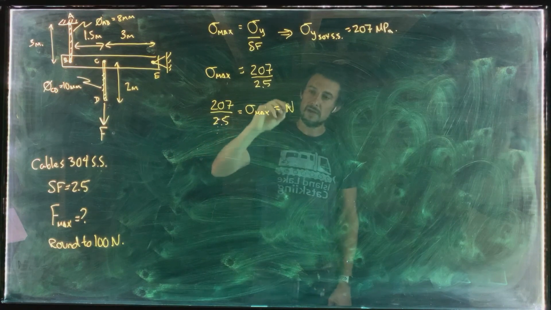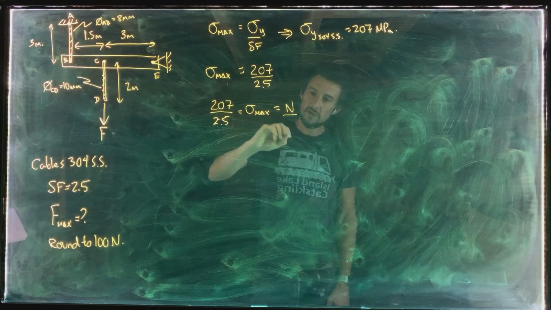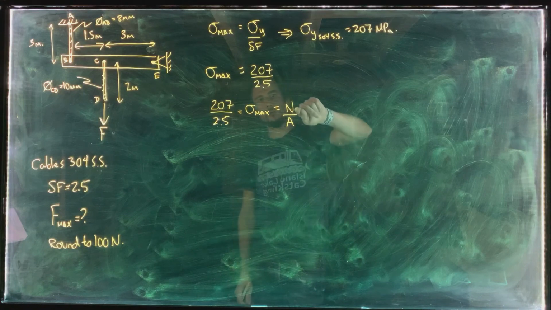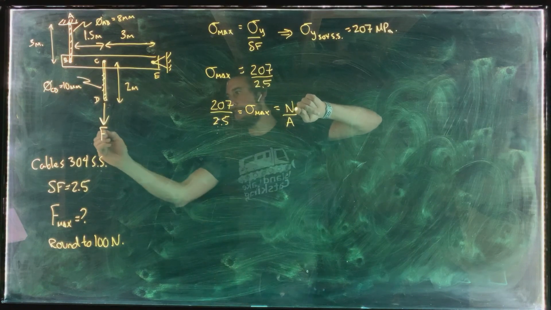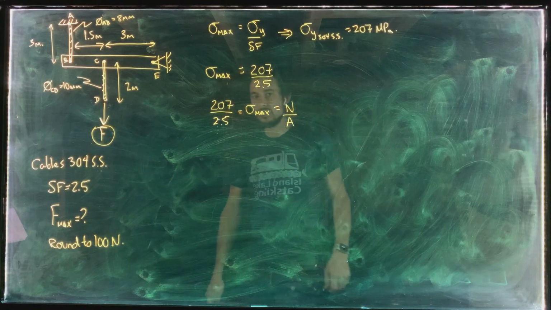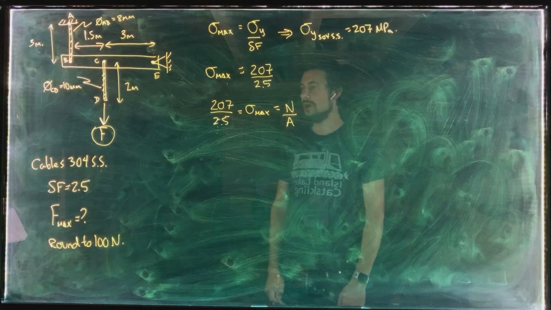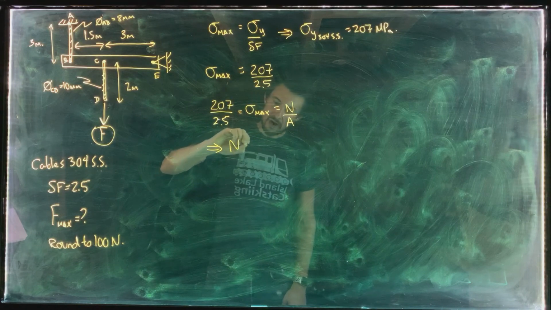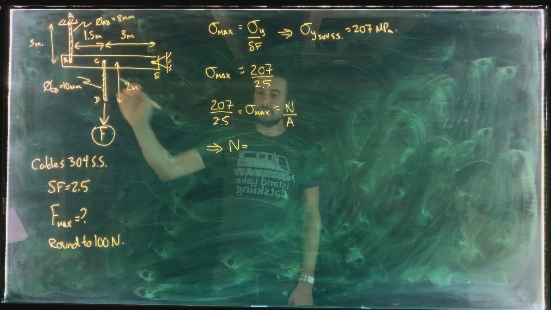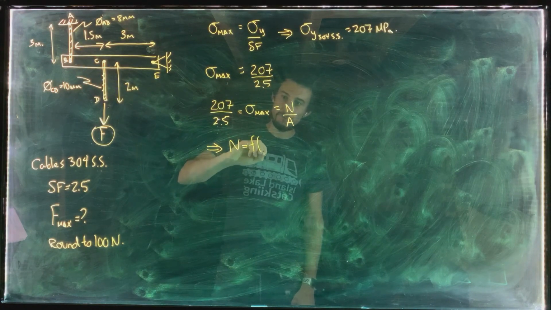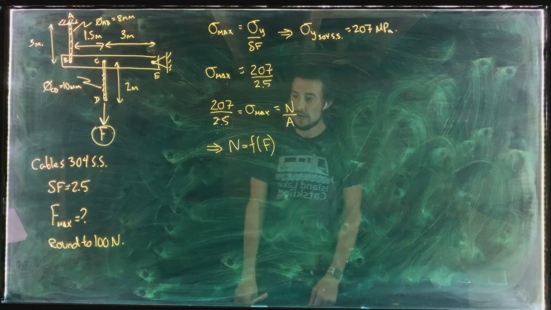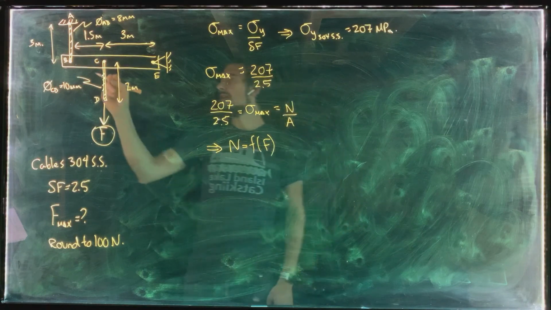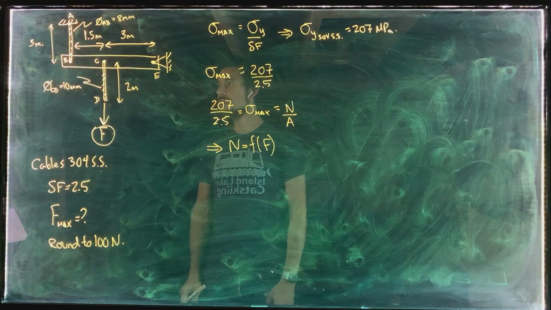Well, it's going to be the normal force in each cable divided by its cross-sectional area. And if we have normal force as a function of our unknown load F, then we can solve the problem. So what we need is our normal force N in each of these cables as some sort of function of our applied load F. Now, this is really easy for cable CD, right?